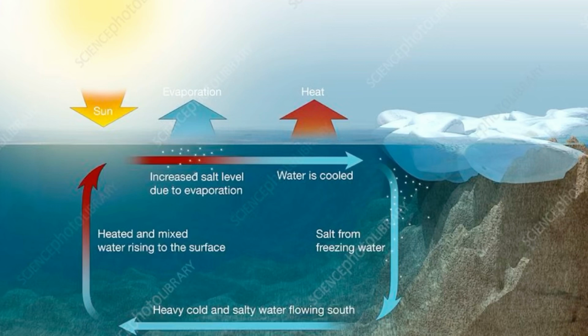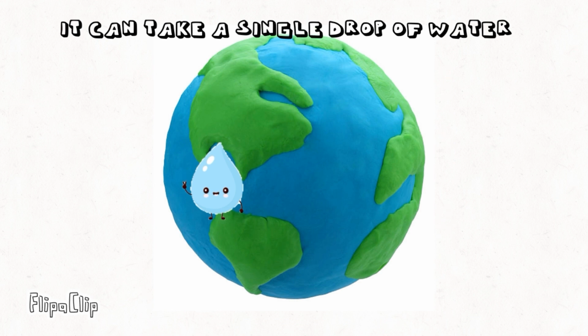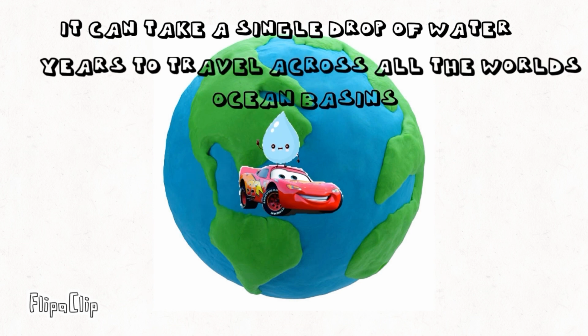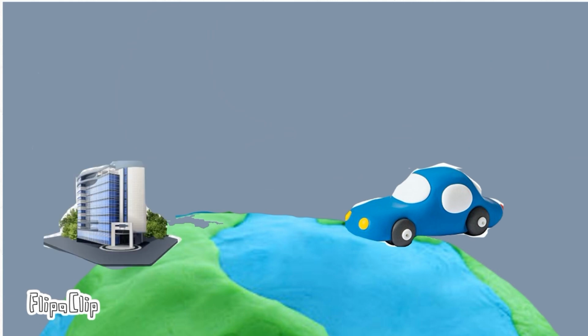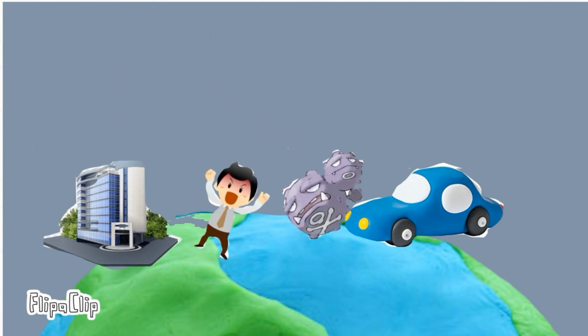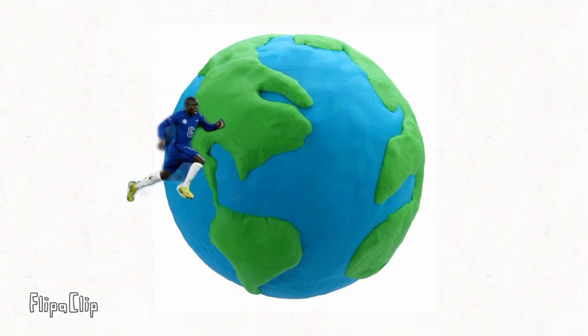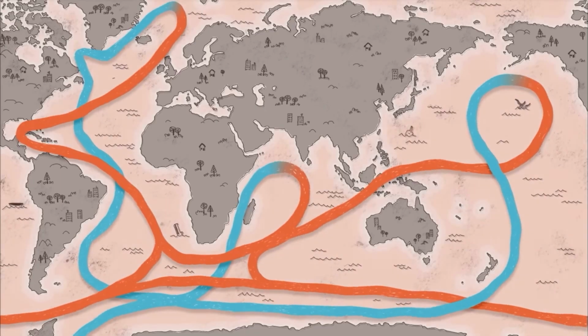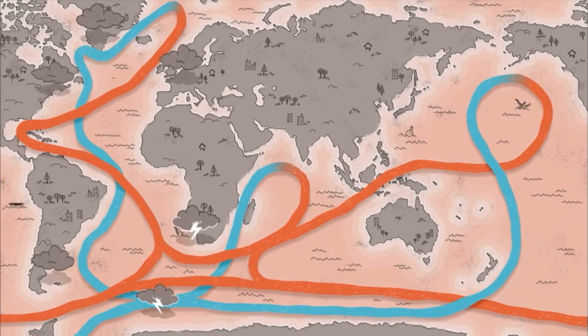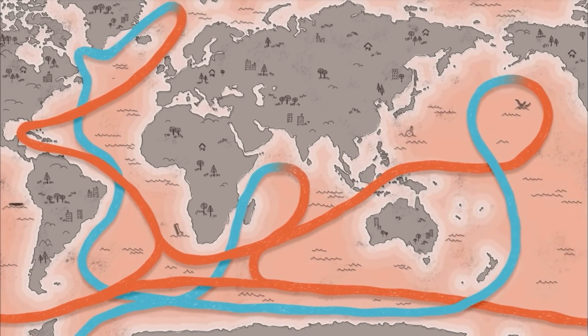Global conveyor belt is made up of the surface currents and thermohaline circulation. A single drop of water may take 1,000 years to travel across all the world's ocean basins. In recent years, due to global warming causing heating of the sea water, this conveyor belt has slowed down even more. This belt brings up the nutrient-rich water, which has microorganisms which are critical as they form the basis of the food chain.